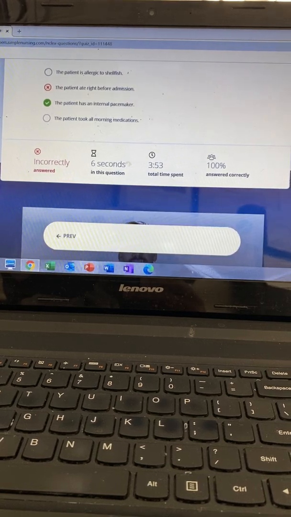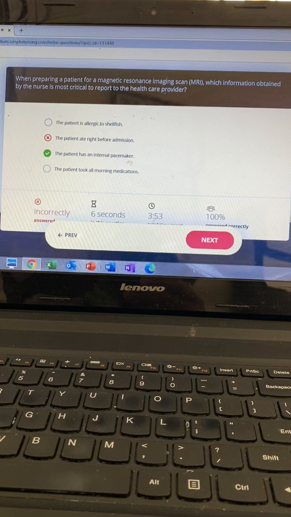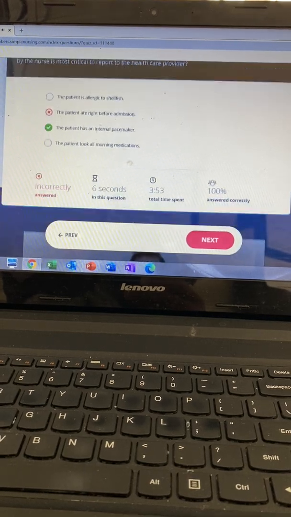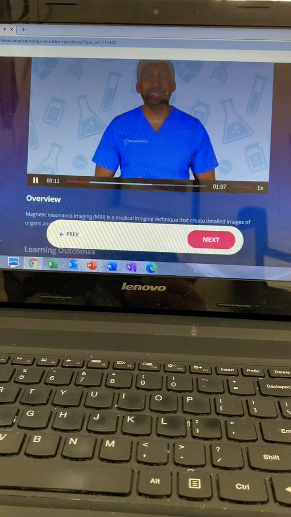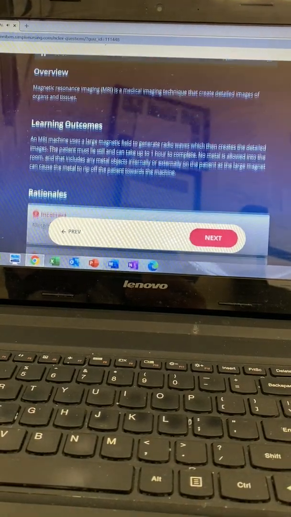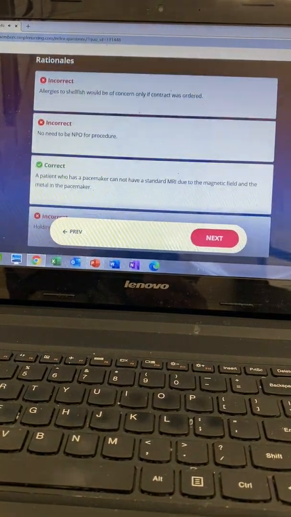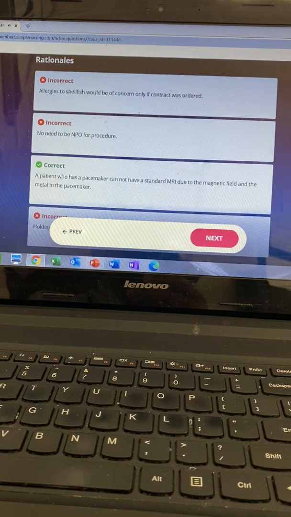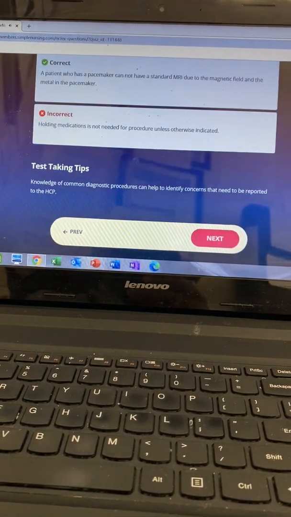Now, using our 3 steps, let's break this down. This question's asking for the most critical finding in the key problem, patient going to MRI. So the big memory trick, guys, think of the M in MRI as M for magnet. So anything metal, we have to report. So the solution that we're looking for is metal, guys. So no pacemakers, no metal piercings.